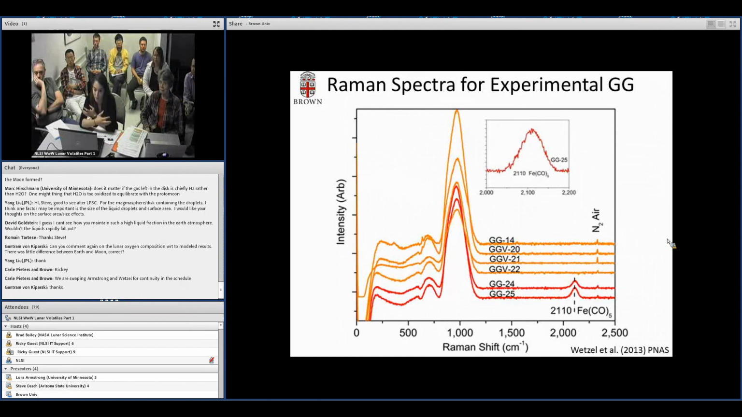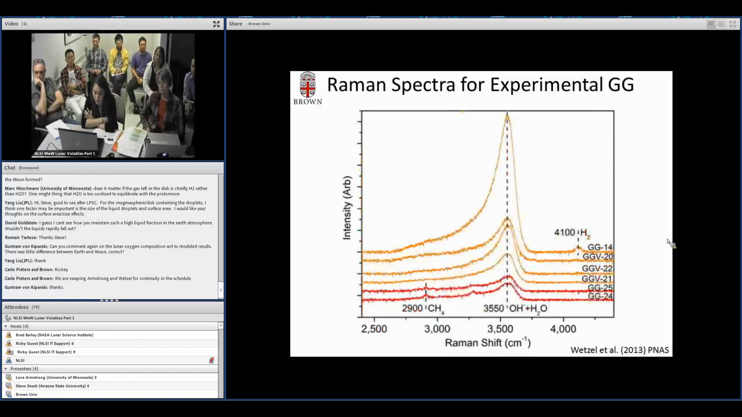And so this also goes along with, it sort of confirms Sato's initial hypothesis that CO can be really important in this. But we also know from Alberto's work that we also have to consider hydrogen. And so if we look at the higher wave number region for the Raman spectra, you can see that we also have some methane dissolved in the reduced glasses at 2900.